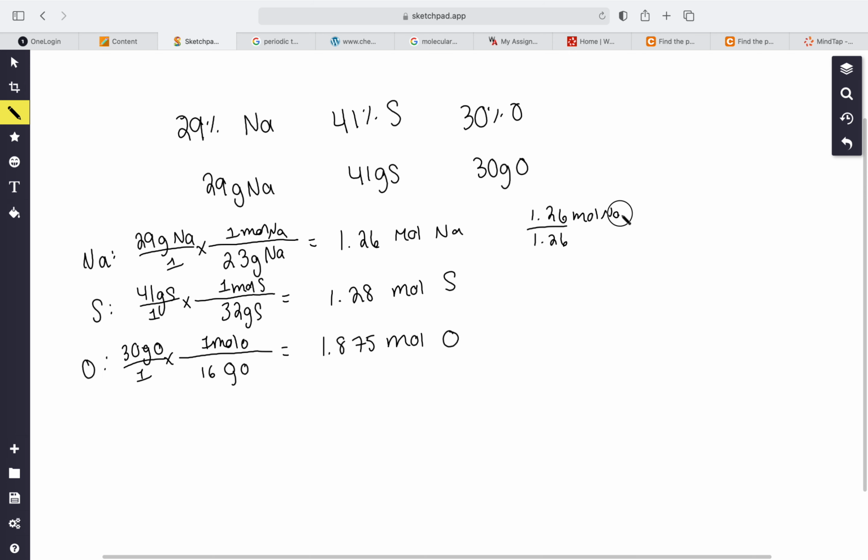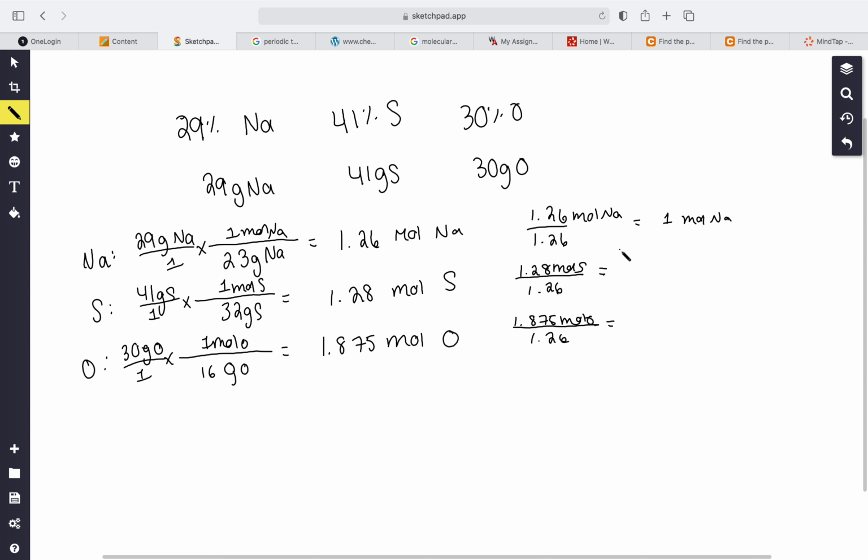Now we'll divide the moles of Na, then 1.28 moles of S divided by 1.26, and then 1.875 moles of oxygen divided by 1.26. Obviously this is going to be 1 mole of Na. This is going to be around 1 mole, I think. Let me actually do the calculation here, just so that we can get an exact number.